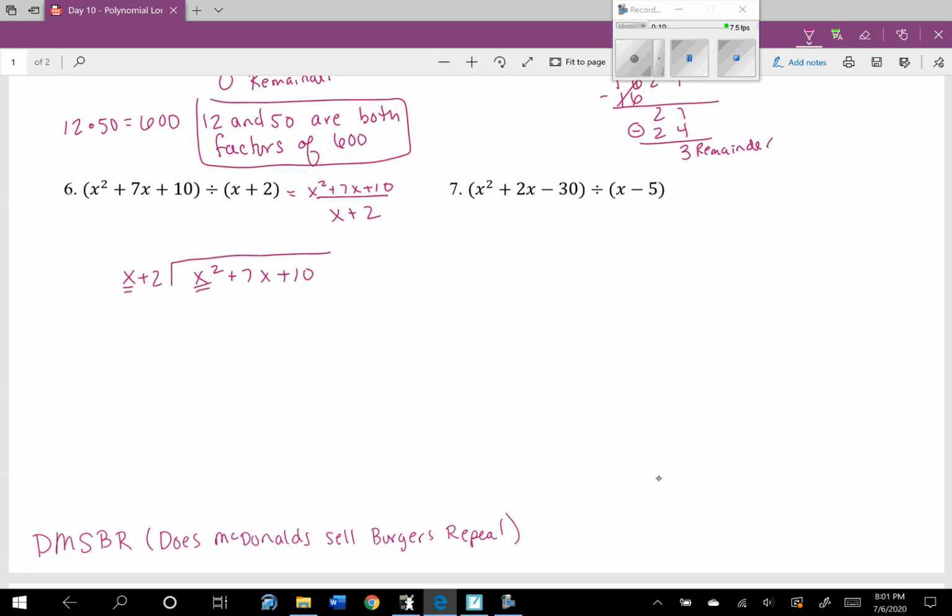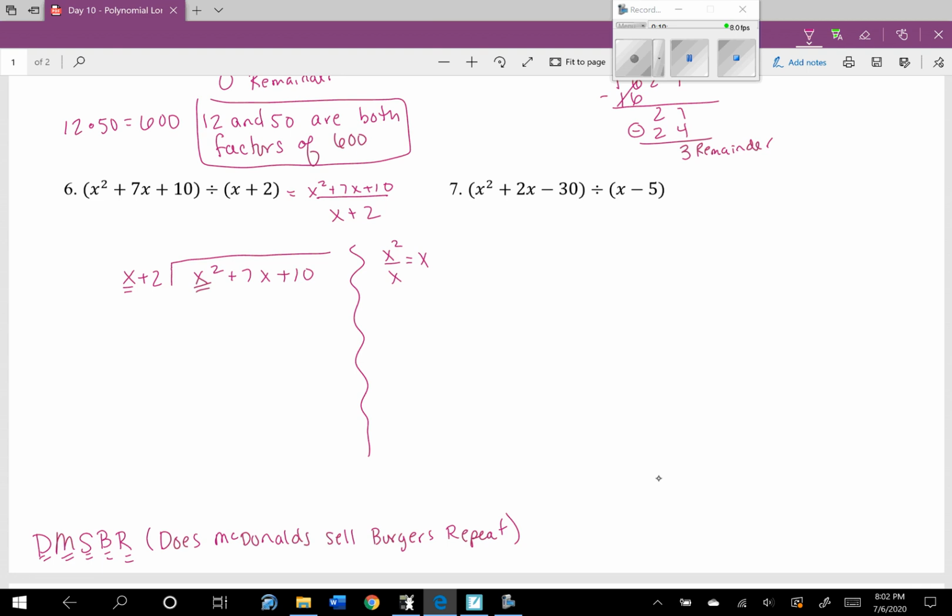Or whatever you want to use to remember D, M, S, B, R. So D stands for divide. So you divide those first terms. I like to do my work off to the side. My first term is x squared over x, which makes sense because look right here, x squared over x. If we divide x squared over x, this is why the properties of exponents are important, because you subtract these exponents and you get x.